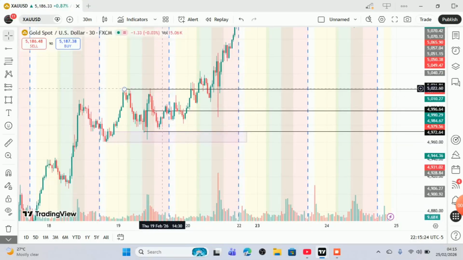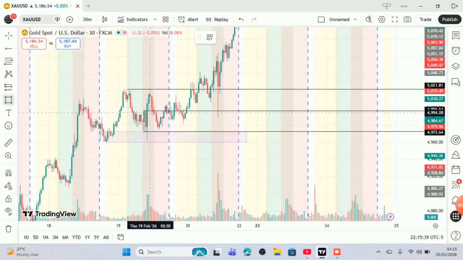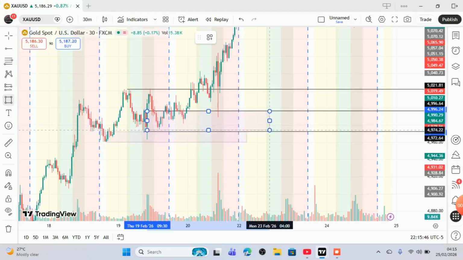So let me not confuse you. Let me remove this one. Okay, let's just leave it because it identified the break of this previous high. So what are you going to do? You are just going to come over here and map it out. If you want to clear the line, fine; if you can't do without the line, you leave it.